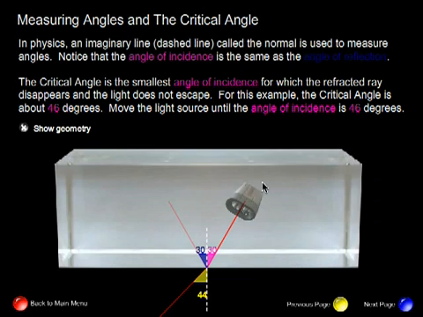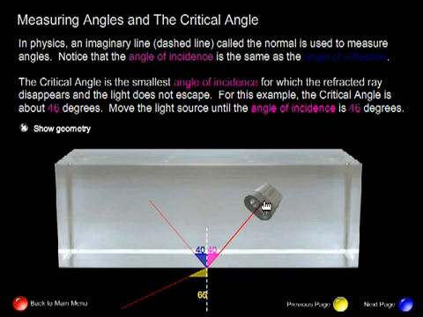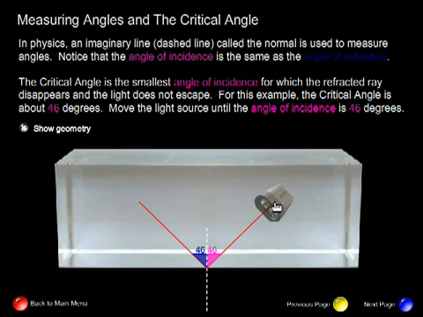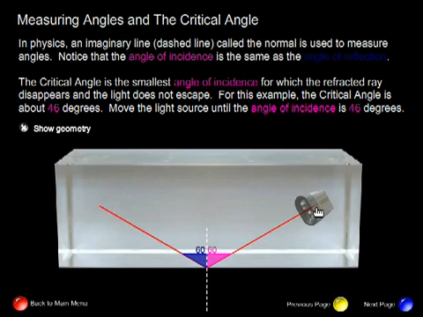Now in physics, an imaginary line, the dashed line here, called normal is used to measure angles. Notice that the angle of incidence is the same as the angle of reflection. The critical angle is the smallest angle of incidence for which the refracted ray disappears and the light does not escape. Now for this example, that angle is approximately 46 degrees. Notice at 46 degrees, the light no longer exits or escapes from the glass. If we increase that angle, notice it still doesn't escape.